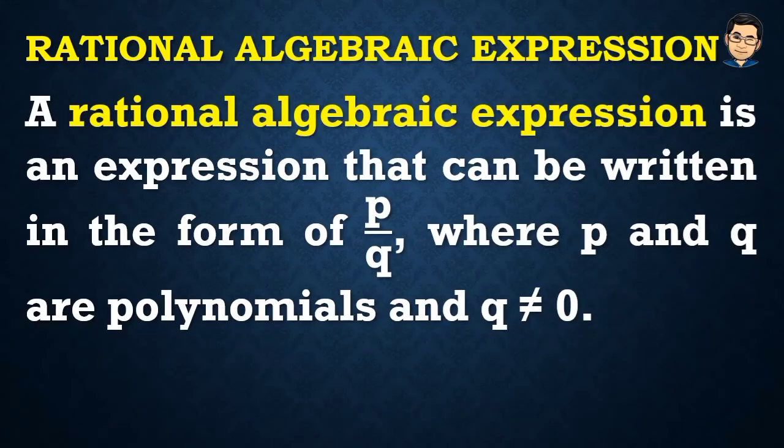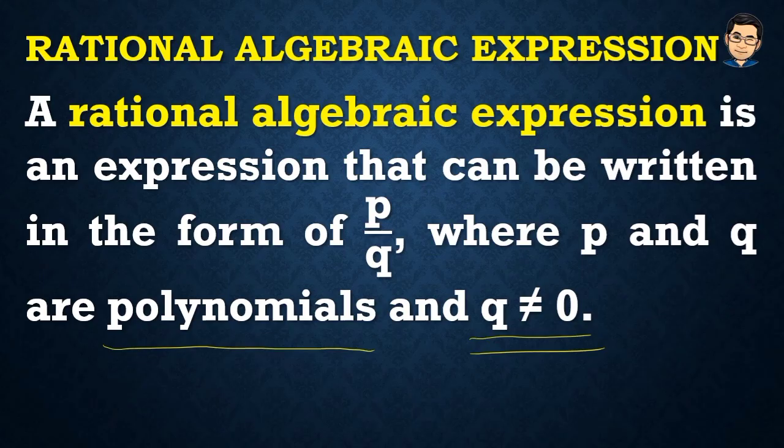A rational algebraic expression is an expression that can be written in the form of P over Q, where P and Q are polynomials and Q is not equal to 0. When you were in grade 7, you studied rational numbers. A rational number is a number that can be written in the form of P over Q, and again Q should not be equal to 0. Why? Because we will have an undefined answer, indeterminate. And P and Q are polynomials.